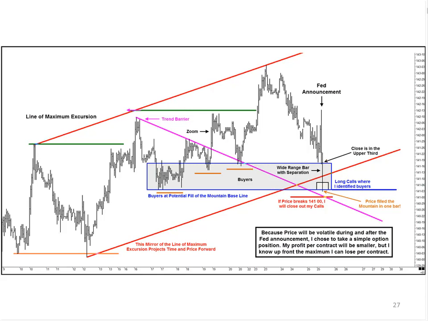Price closes in the upper third of the bar. That tells me there's buyers down here. It's also a nice show of strength for me. I like this position. It feels good. It's acting the way it should. This is what Shane would call the killing zone.